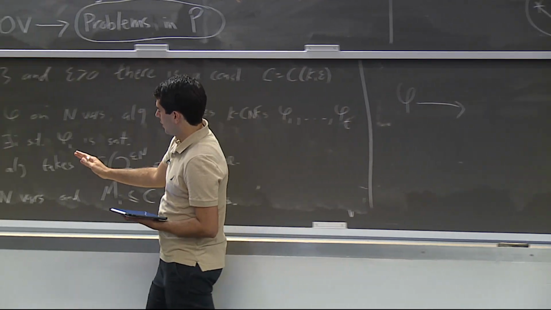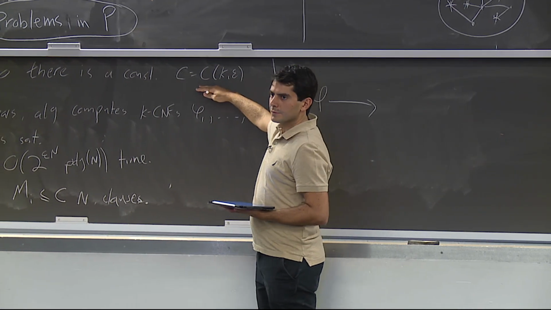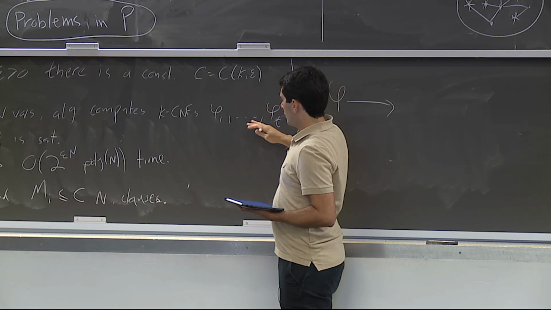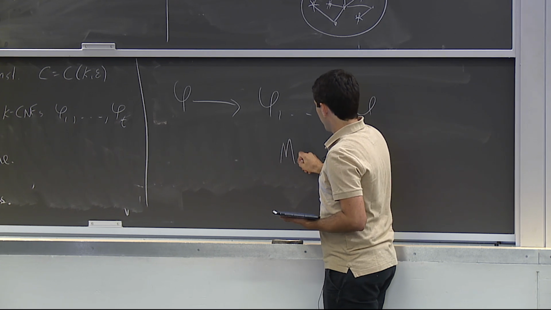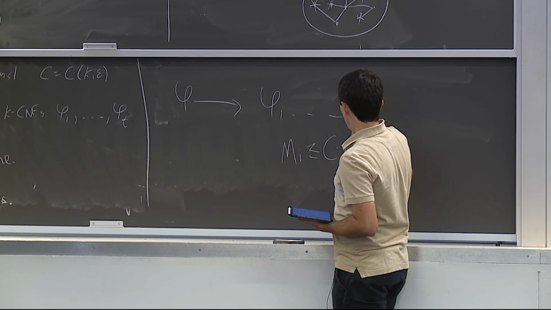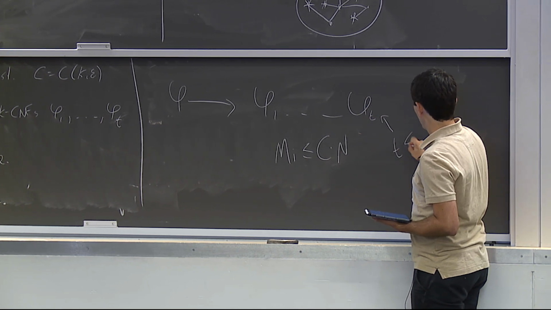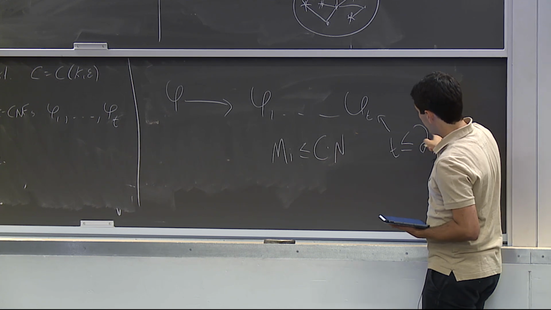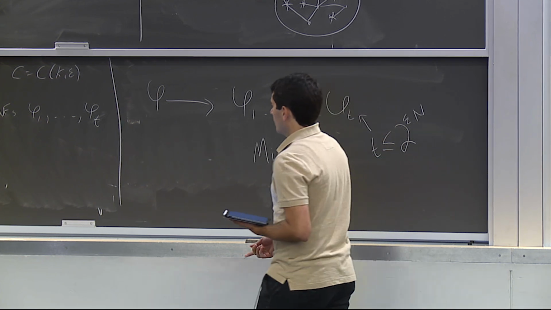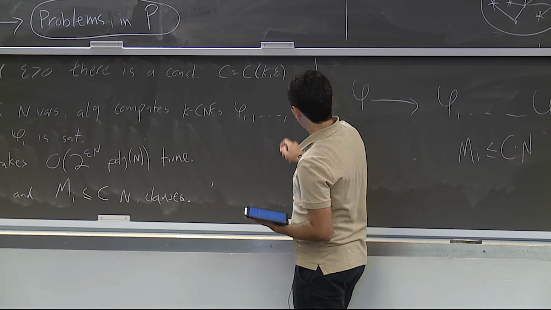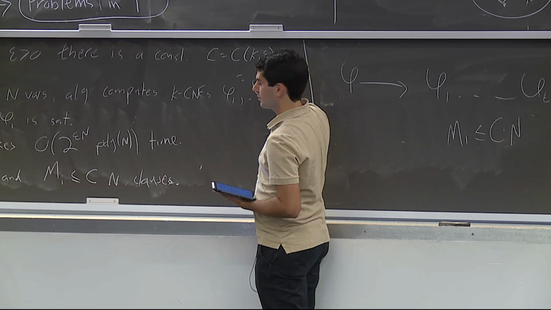You want the number of formulas you get to be smaller than 2 to the epsilon n, and you get some constant that depends on the 3 and the epsilon, such that each of these formulas has the number of clauses be at most c times n. So the number of formulas is less than 2 to the epsilon n, and the number of clauses is linear. How big is c? I forgot, it's not written here. It's something like 1 over epsilon to the k over epsilon or something like this. Pretty big.